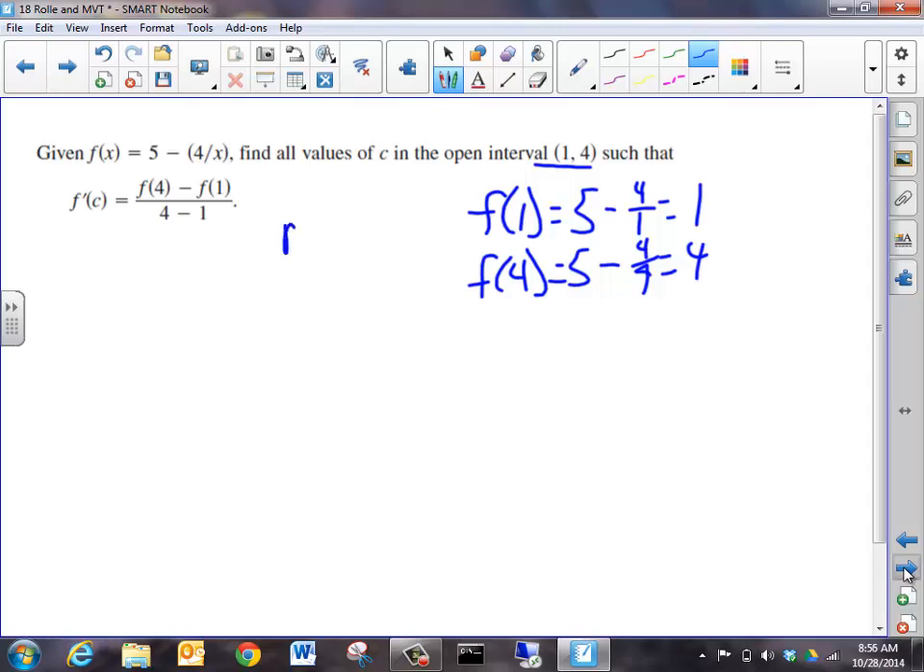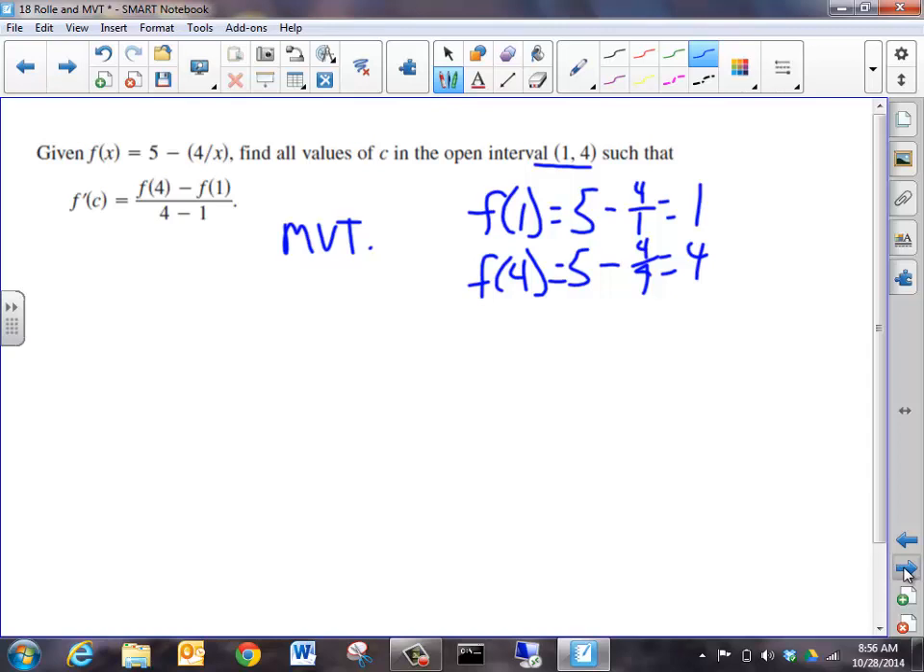MVT. Now, is the function continuous everywhere? A while ago, Jonah said we had to worry about continuity if we had a fraction. I see a fraction in that function. Correct. Is the function continuous everywhere? No. Is the function continuous on our interval? Yes. Where is it not continuous at? At 0. Because if I put 0 in there, I get undefined. But it's continuous from 1 to 4.